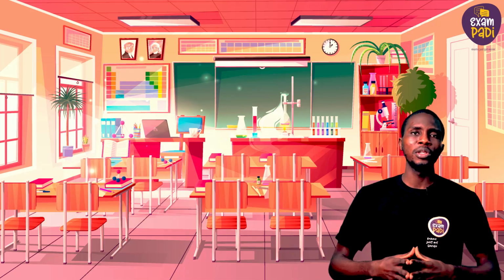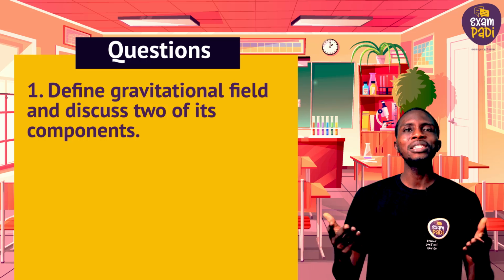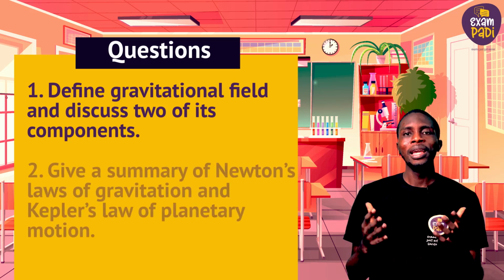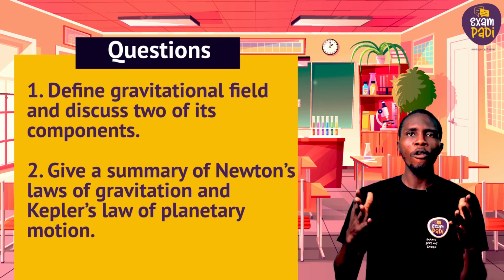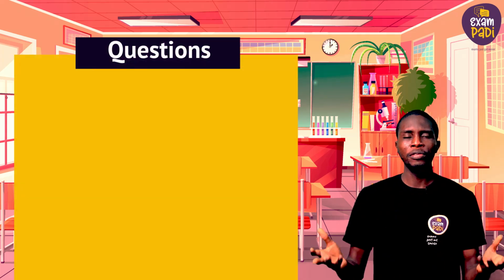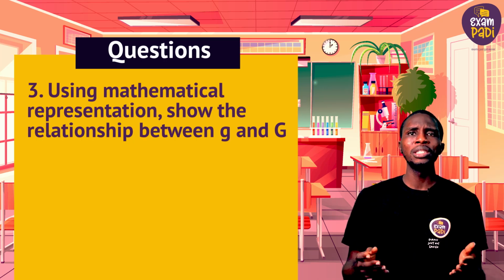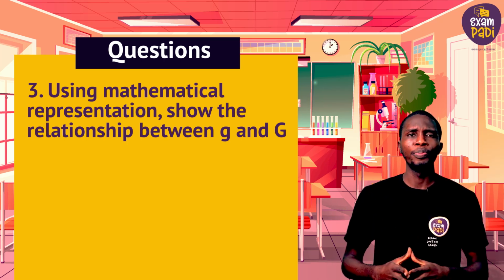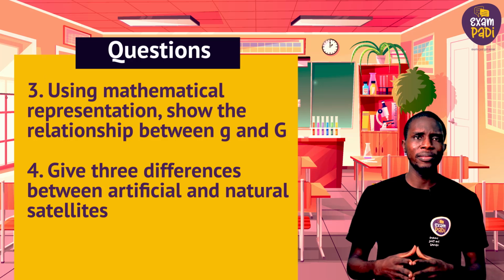We have come to the end of today's lesson. Answer the following questions to assess yourself. 1. Define gravitational field and discuss two of its components. 2. Give a summary of Newton's laws of gravitation and Kepler's law of planetary motion. 3. Using mathematical representation, show the relationship between acceleration due to gravity and gravitational constants. 4. Give 3 differences between artificial and natural satellites.